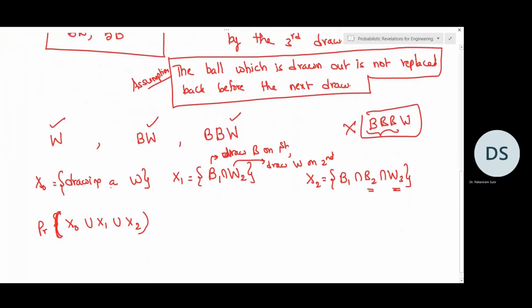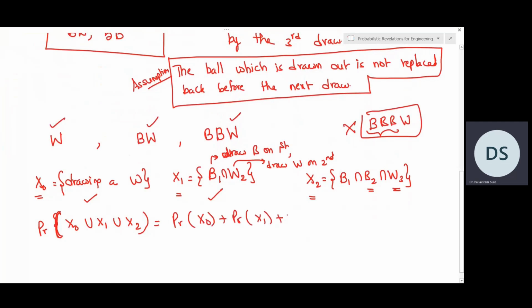But if we observe the first X0, X1 and this X2, they are all mutually exclusive events. Why? Because X0 includes all the events which have white as the first draw, and X1 includes all the events which have black on the first draw and white on the second draw. So definitely the events which form X1 are not a part of X0. The same reason applies for X2 also. So hence definitely all these three events are mutually exclusive. So hence applying the axiom of probability, we can write this as probability of X0 plus probability of X1 plus probability of X2.